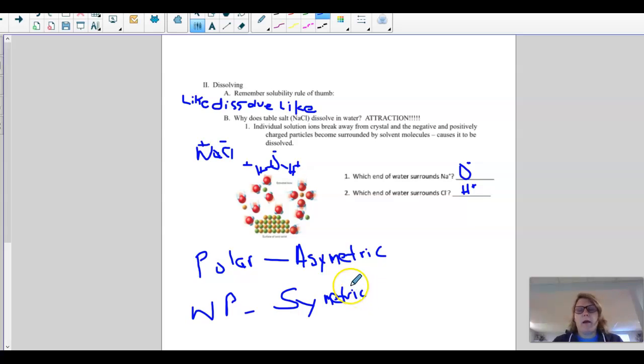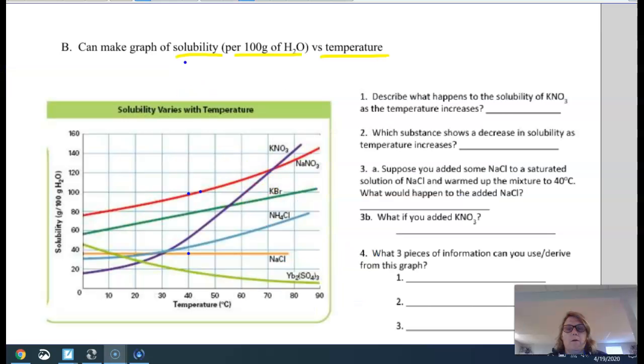So we're going to go on now. We're going to talk about solubility curves. Okay, so here's the solubility curve. It's solubility versus temperature. So if you notice on the y-axis, I have solubility, or grams per 100 grams of water. So the grams per 100 grams of water really talks about how many grams will dissolve in 100 grams of water. And on the x-axis is temperature.